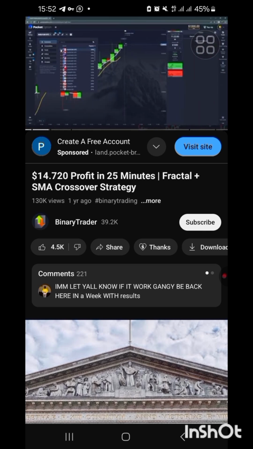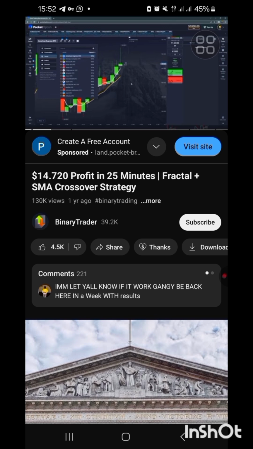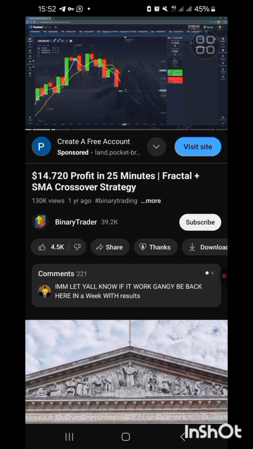Let's choose some nice pairs with high payout. I mix currency pairs and stocks as well. The strategy works for both. And let's start looking for opportunities. If the faster white SMA crosses above the slower yellow one, wait for fractal to print a red spike and place a trade in the upward direction. If the faster SMA crosses below the slower one, wait for a green spike and place a trade in the downward direction.